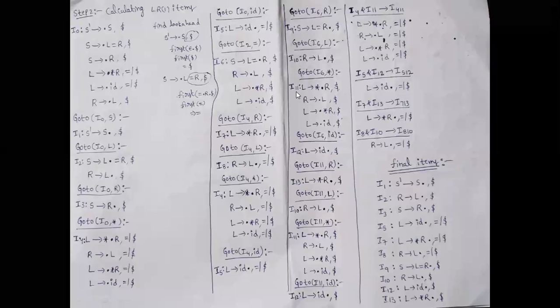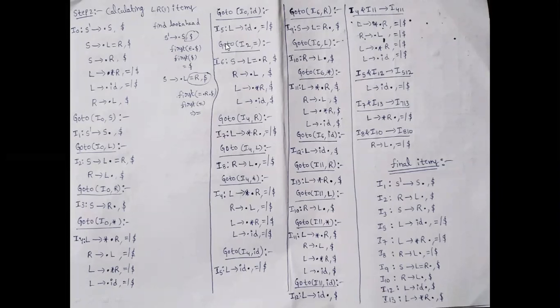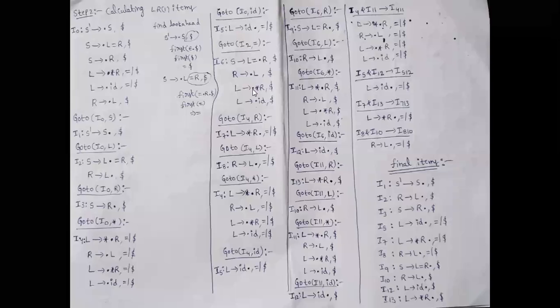Then we are applying go to on this one, I6 comma id, then the production becomes L produces id dot. So I5 is different from this one. Why? Because the lookahead is equal to R dollar in I5, and here dollar is the lookahead. So this is a different one. So we are naming the new state, that is I11 is completed. Then we are naming I12. Then I6 is completed. Totally, we are applying go to on I6.